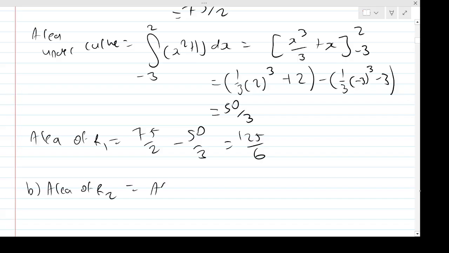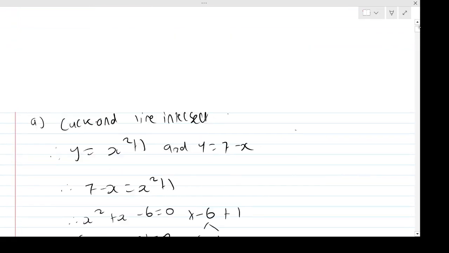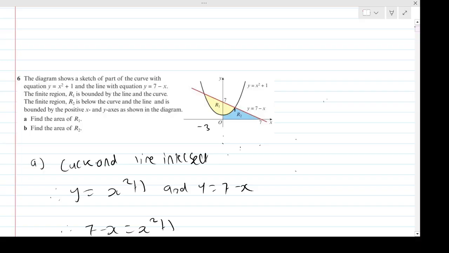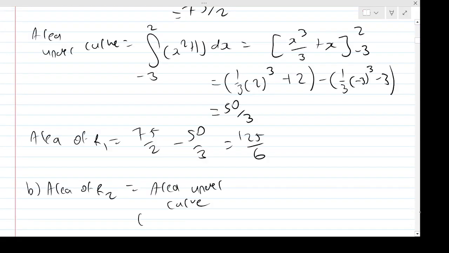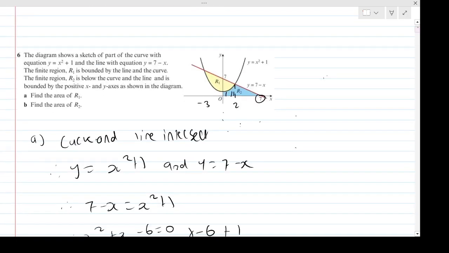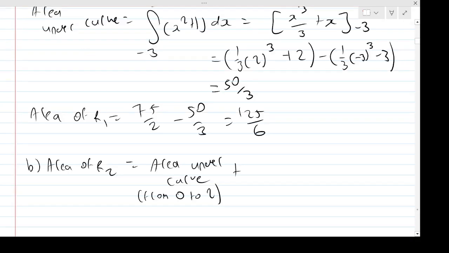is the area under the curve, firstly, but again, if I make it clear, so that's 2 there. So the area under the curve, but only between 0 and 2, okay? From 0 to 2. And then I'm going to add on, after 2 to 7, the area under the line here. You can see that, right? So that's the line 7 minus x. So the area under the line from 2 to 7.